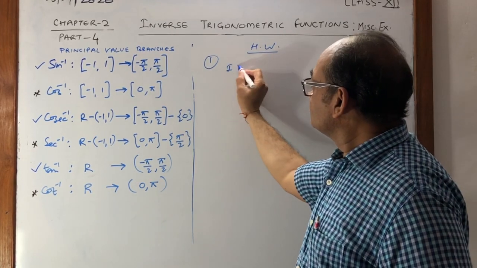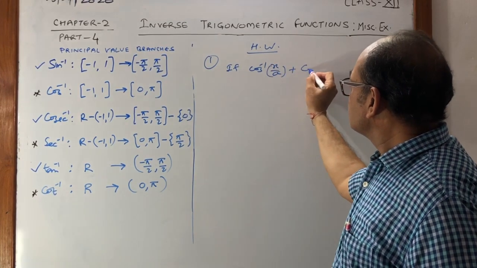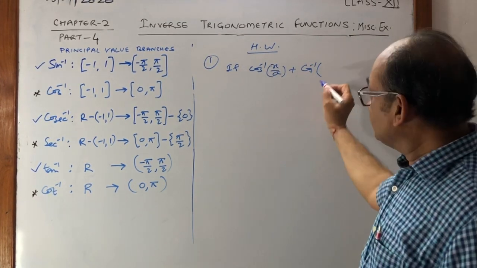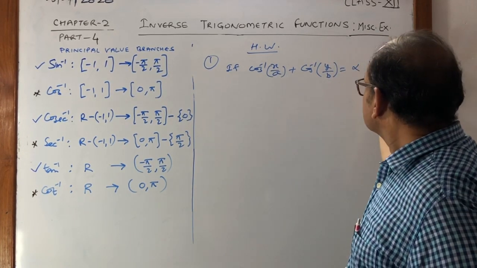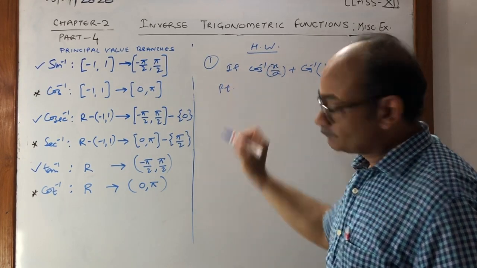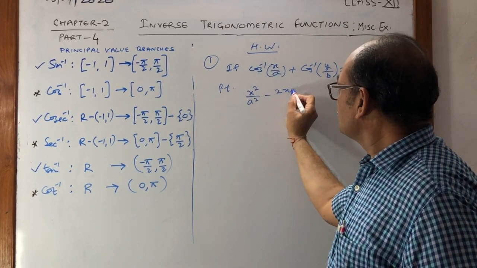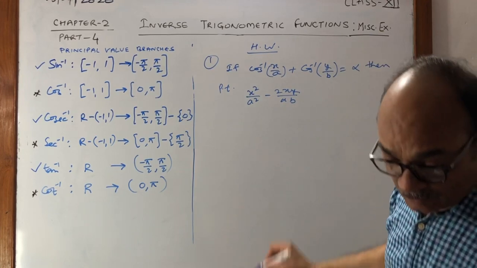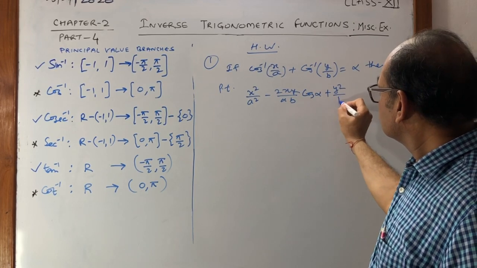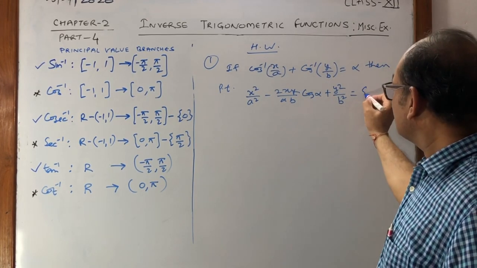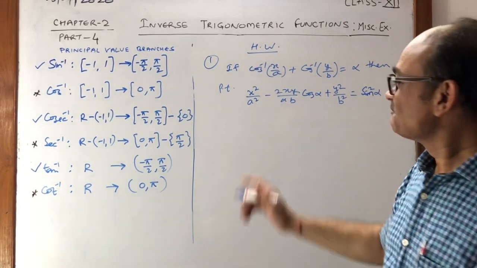If cos inverse x by a plus cos inverse y by b equals alpha, then prove that x square by a square minus 2xy by ab cos alpha plus y square by b square equals sin square alpha. It is my favorite question.